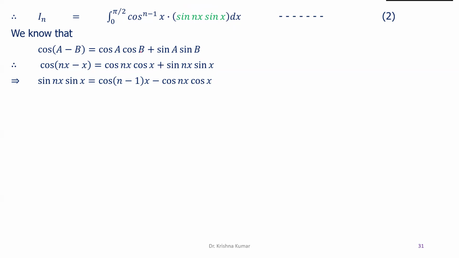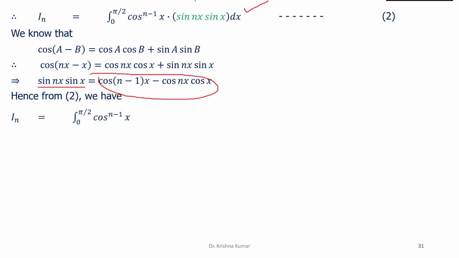Now we can substitute the value of sin nx into sin x in equation number 2. This equation is equal to cos to the power n minus 1 x, and this sin nx into sin x is cos (n minus 1)x minus cos nx into cos x, under the limit 0 to pi by 2. Let us open the bracket.